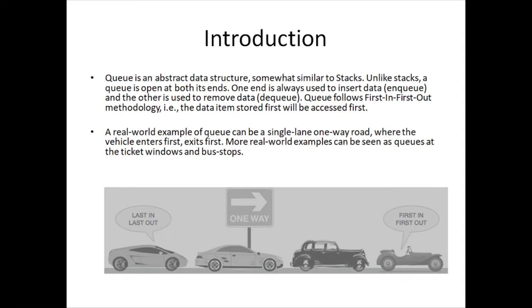A queue follows the first in, first out methodology. That is, the data item stored first will be accessed first. A real-world example of a queue can be a single-lane, one-way road, where the vehicle that enters first exits first. More real-world examples can be seen as queues at ticket windows and bus stops.